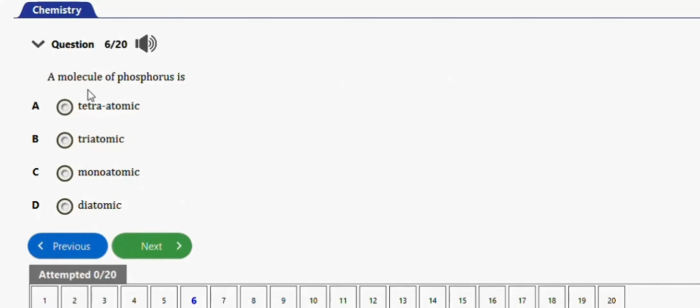It says a molecule of phosphorus is tetraatomic. Yes, the right answer is option A, guys. Take note of this particular question. The next question is this one. It says which of the following compound is covalent? So it's obvious. Is this methane? Alright, methane gas, option B. Next question with this one.